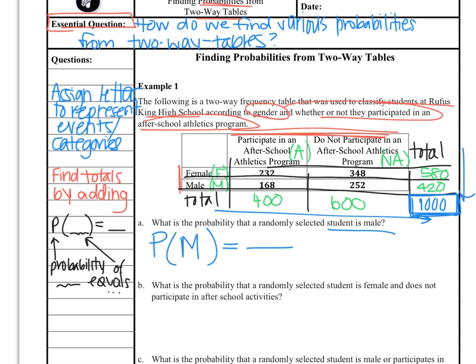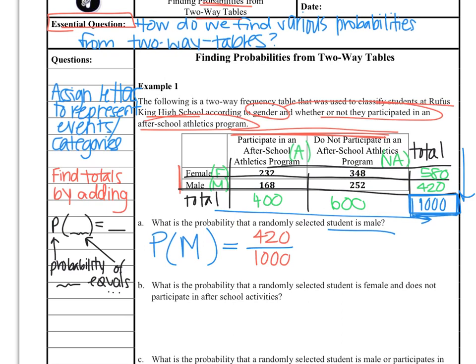Okay, so probability of being male. Well, I have to look at the possibility of being male in general. I could be a male and participate after school, or I could be a male that doesn't participate after school. So these two, remember, if you recall, we added these up to make the total number of males. Well, there are 420 males out of a total 1,000. So the probability of being male is that 420, all possible males, out of all possible students. And there we have it.